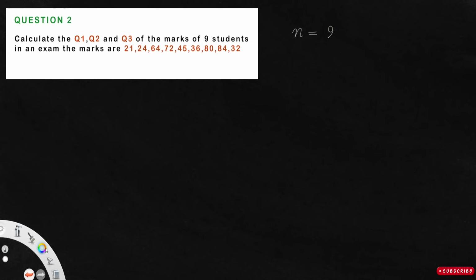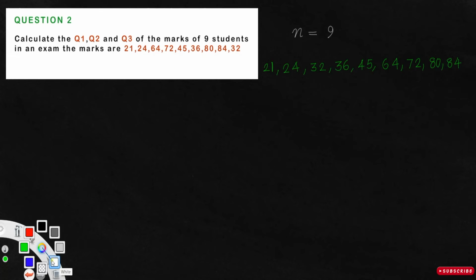Okay. So first you have to rearrange the data in ascending order. So it will be 21 first, now 24, now comes 32, then 36, now 45. After 45 we have 64. After that we have 72, then comes 80, then comes 84. So we have 9 data points. So this is the ascending order of the data.